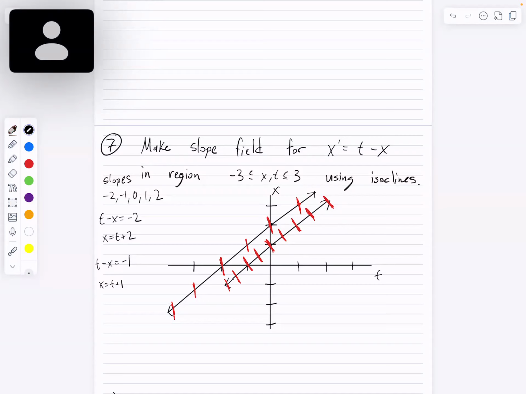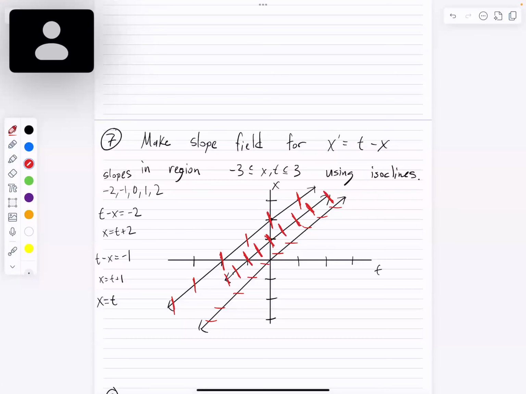And then we get x equals t if the slope is 0. And so that's going to go through here. So you get these lines that are all parallel. And then along this isocline, the slopes are all 0. So they're just flat. And then the next one will be x equals t minus 1, if you plug in slope equal 1. And so that's going to be this line.